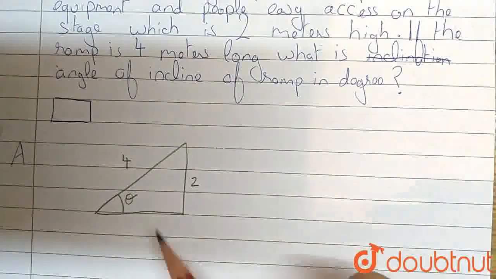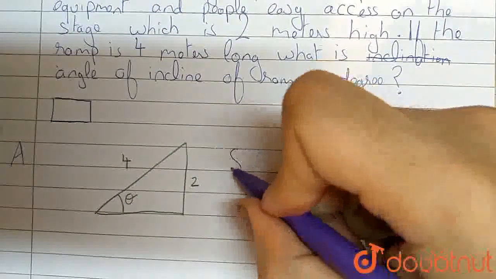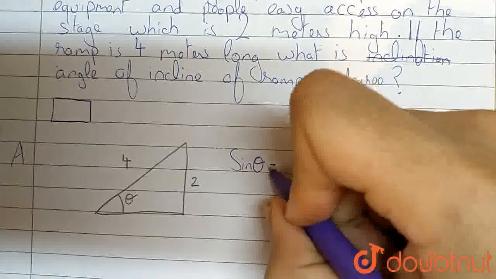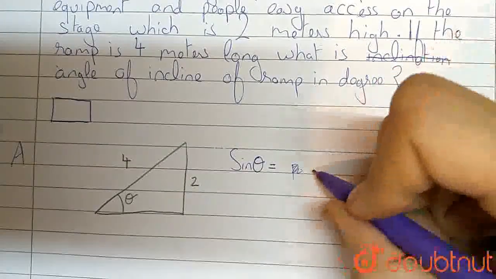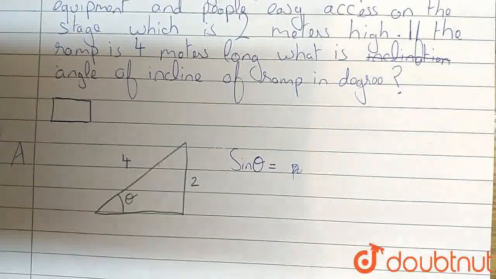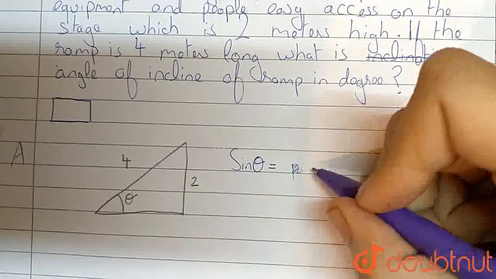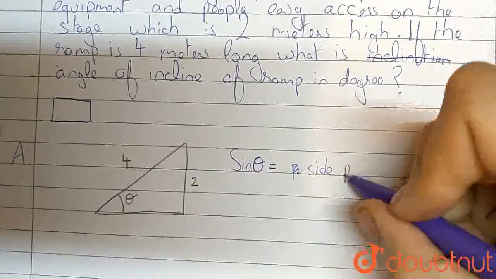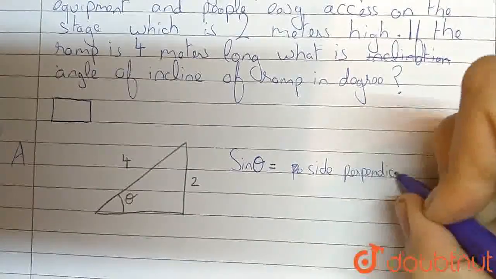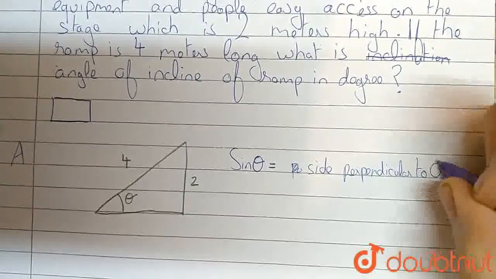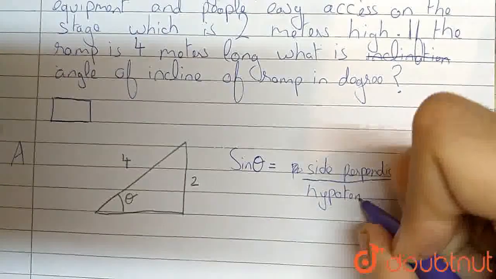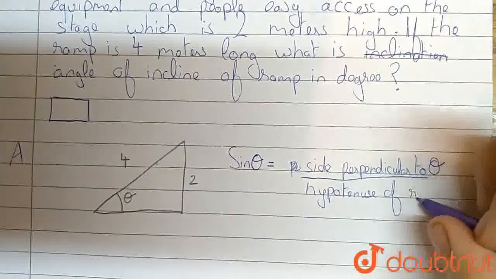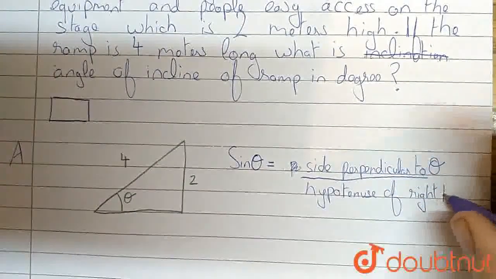Now if we see here, one property to remember is that sine theta is equal to the side perpendicular to theta divided by the hypotenuse of a right triangle.